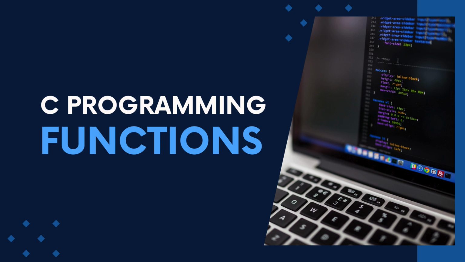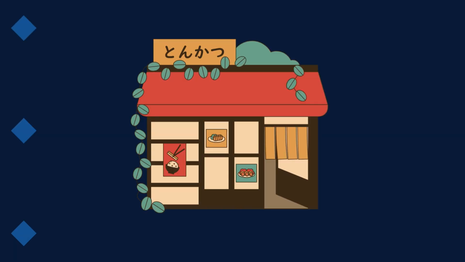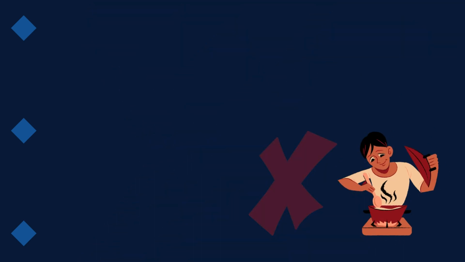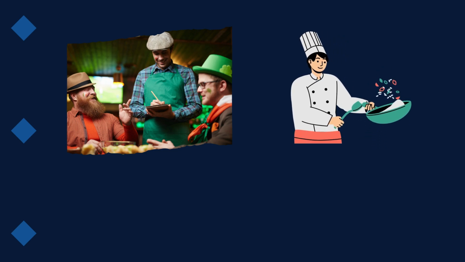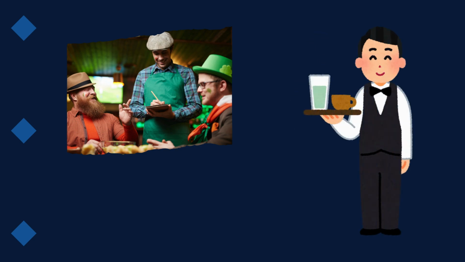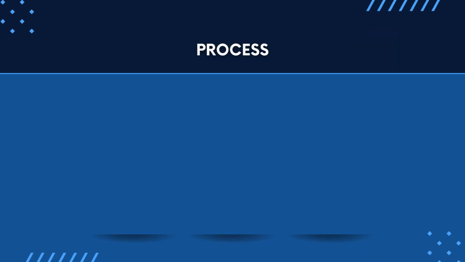Today we are diving into a very important concept in C programming, functions. Now imagine you are at a restaurant and you want to order food. You don't go into the kitchen yourself to cook. Instead, you place your order with a waiter. They take your order, pass it to the kitchen, and the chef prepares the food. When it's ready, they bring it back to you. As a customer, you don't need to know exactly how the chef is cooking or how the kitchen is organized. You just make a request and you get the result, the dish you ordered.